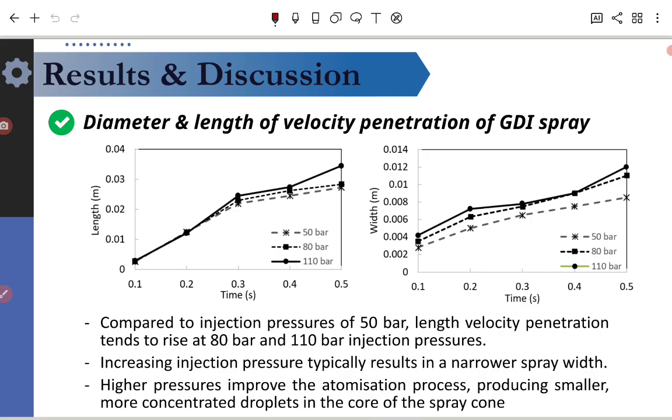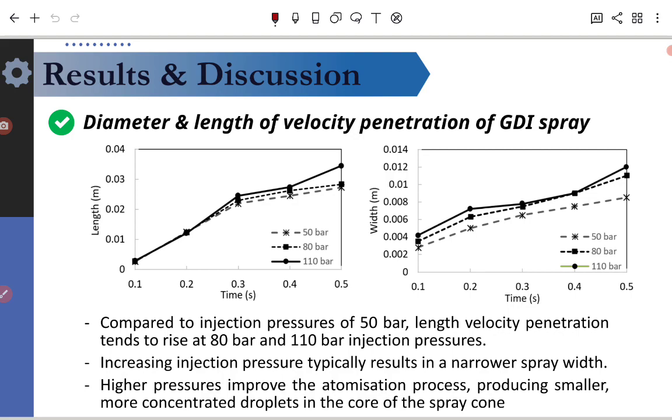And then for the results, firstly, I want to show the results of diameter and length of velocity penetration of GDI spray. One of the essential characteristics of interest in the study is the diameter and length of the velocity penetration of the GDI spray.